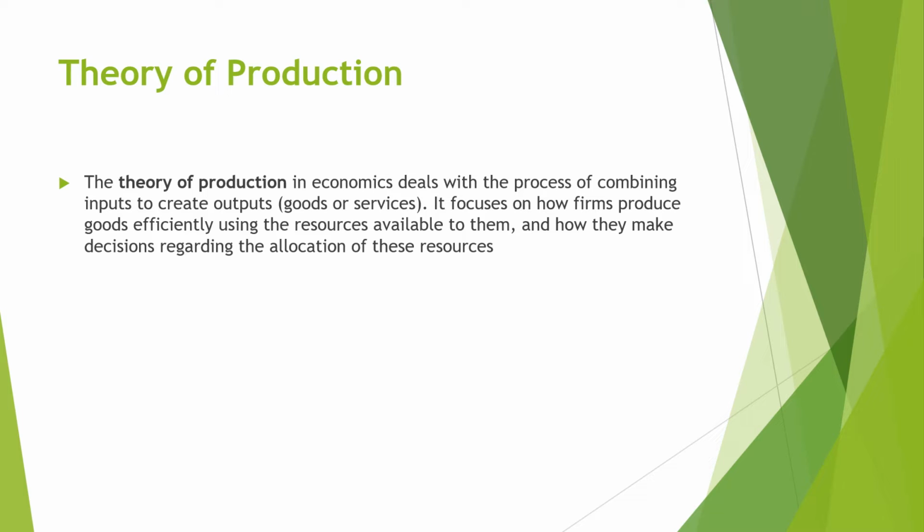Theory of production. The production theory in economics deals with the process of combining inputs to create outputs. So production is all about what? Converting inputs into output. That is converting raw material into finished goods. It focuses on how firms produce goods efficiently, use the resources available to them, and how they make decisions regarding the allocation of these resources.